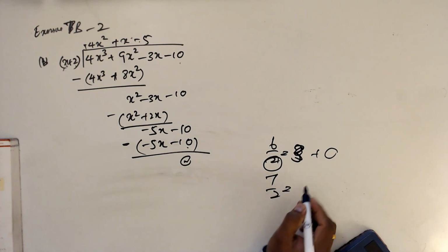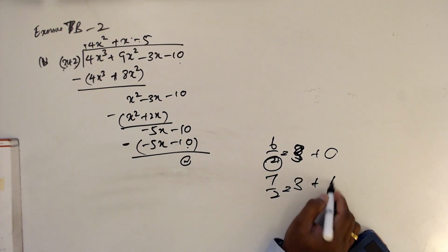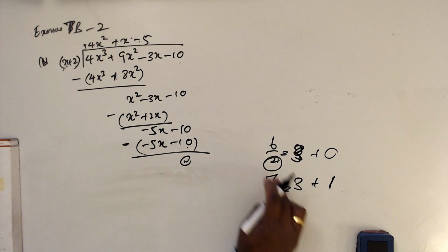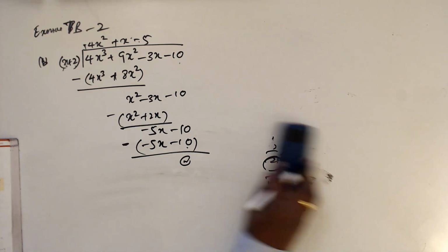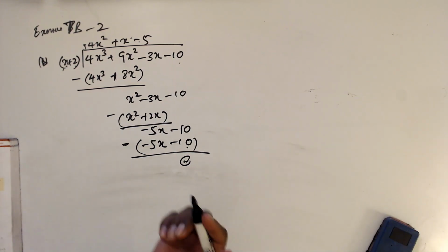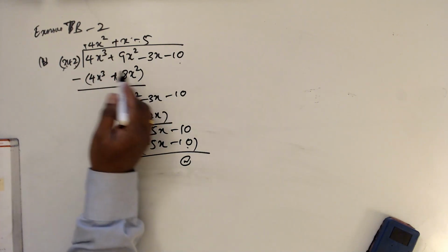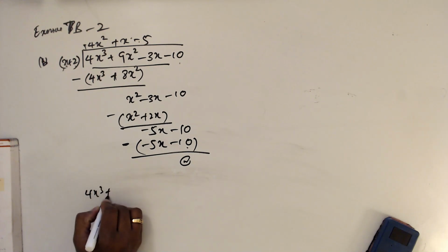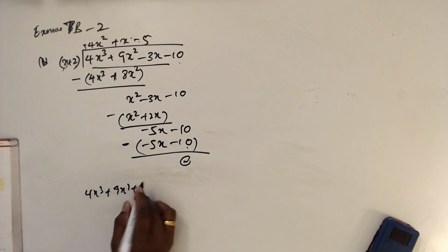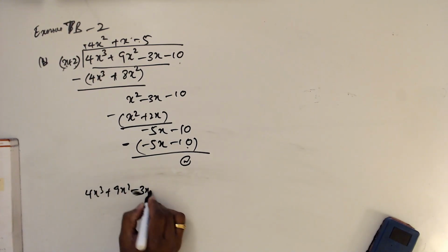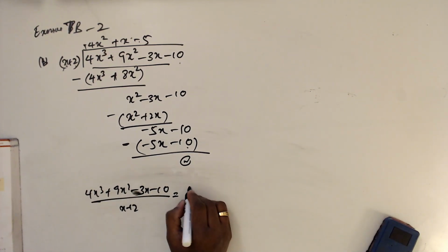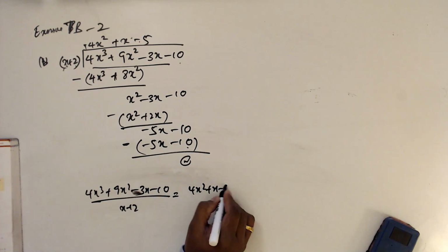7 divided by 2 is 3, but remainder is 1. Hence, 2 is not a factor for 7, but 2 is a factor for 6. Likewise, x plus 2 is a factor for this polynomial. So 4x cubed, 9x square minus 3x minus 10 divided by x plus 2. What is the answer? 4x square plus x minus 5.